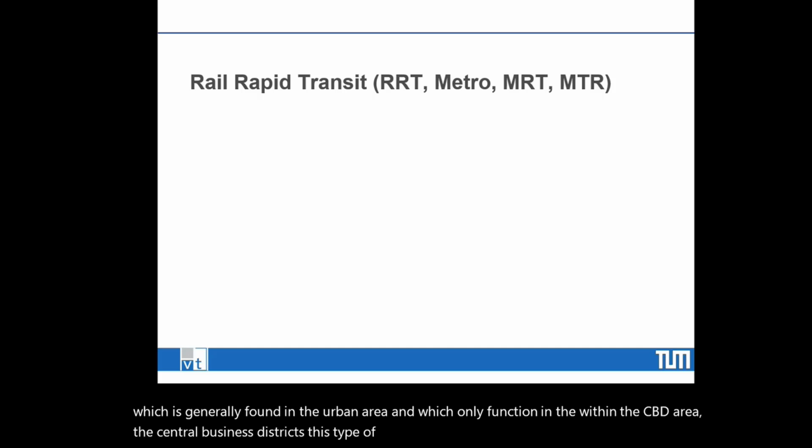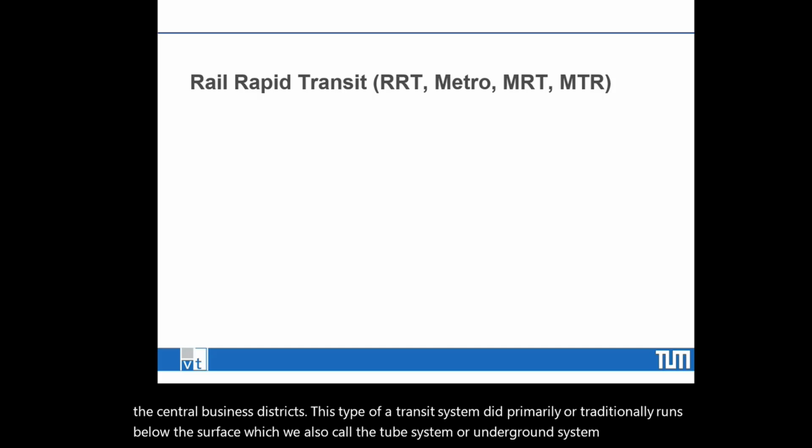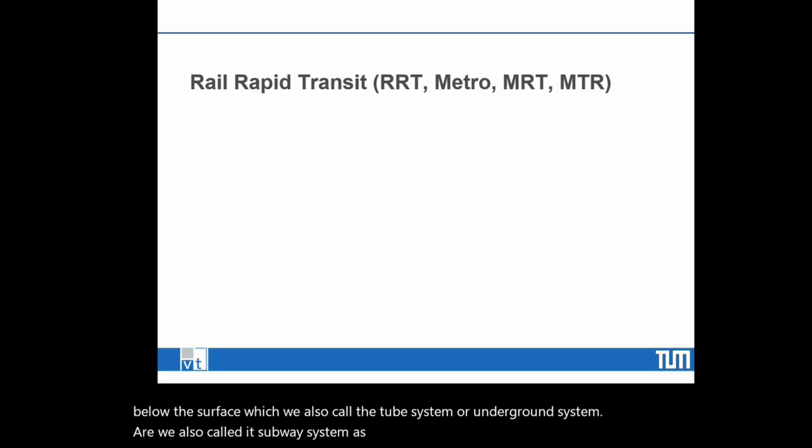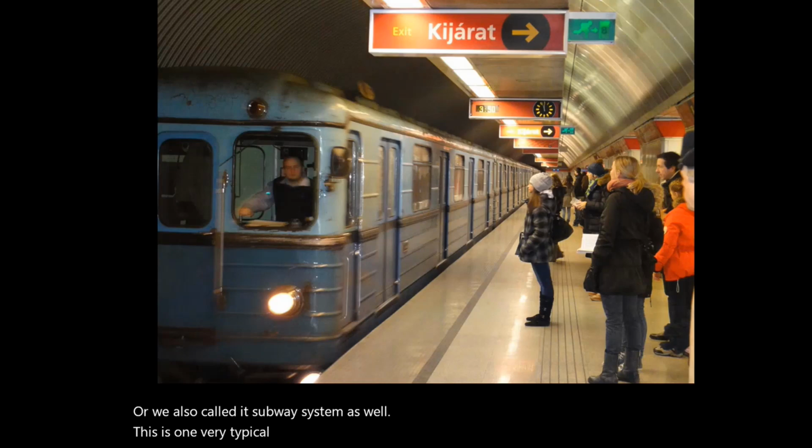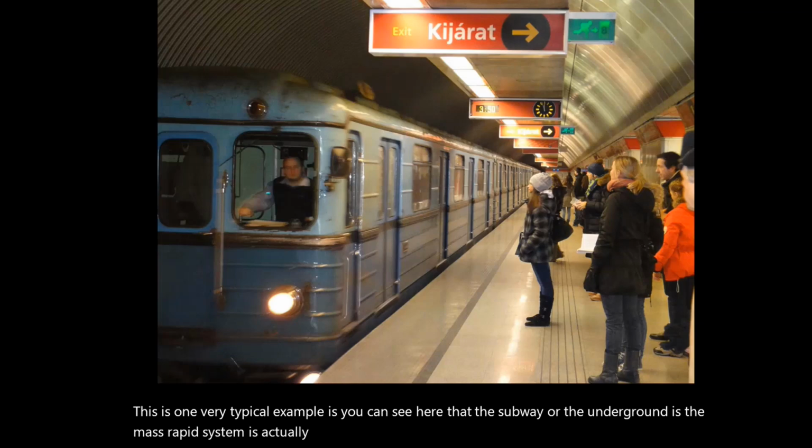This type of transit system primarily or traditionally runs below the surface, which we also call the tube system or underground system, or subway system as well. This is a very typical example, as you can see here: the subway or underground mass rapid system is operating in an underground tube, and from that picture you can see it has a very large station along with multiple doors.